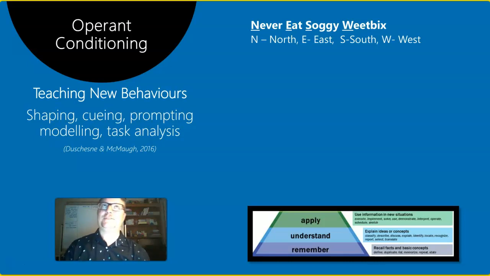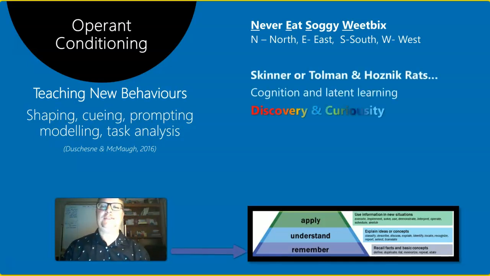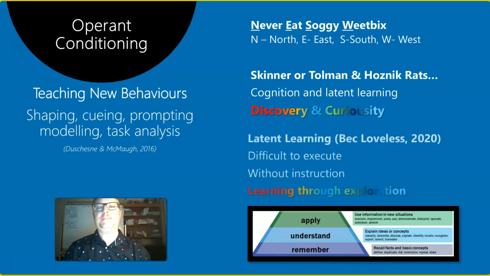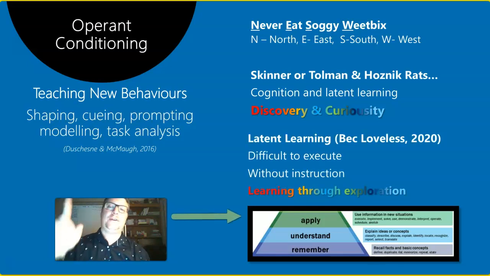Put points on a compass. North, never eat soggy Weet-Bix. This is surface learning and fits into Bloom's first category of taxonomy. Tolman and Honzik show behaviourist learning can use cognition and latent learning. This fits better with my value of discovery and curiosity and pushes further up Bloom's framework into the applied category.